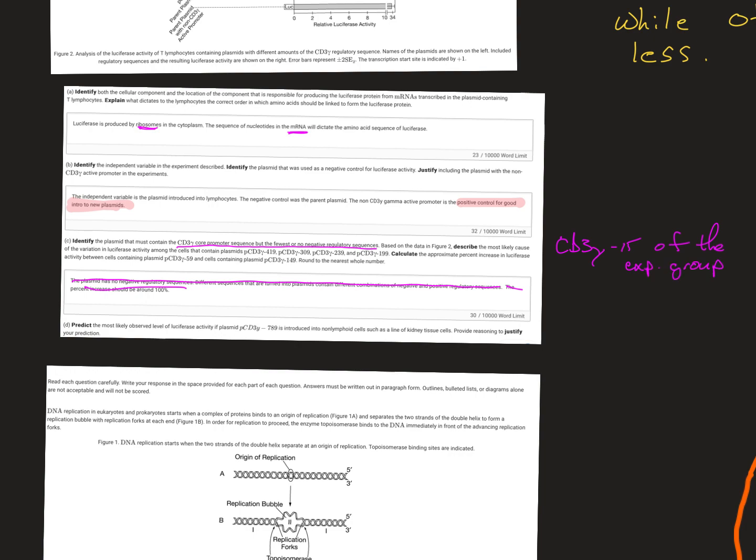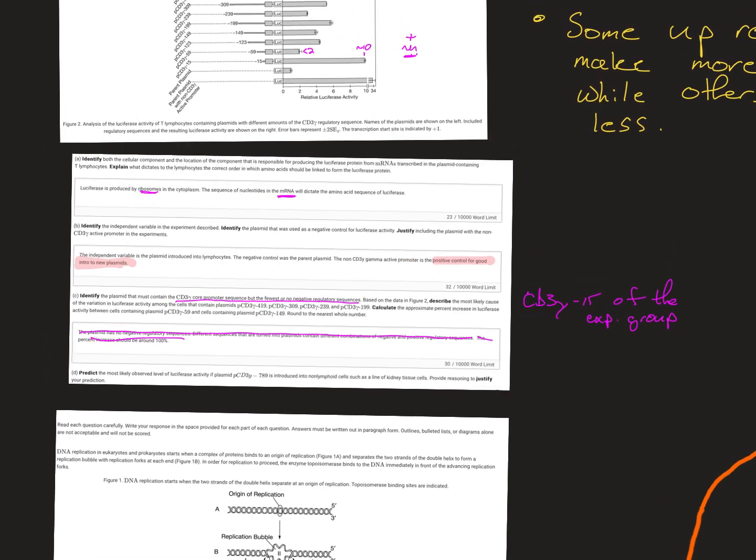But honestly, if you wanted to write down an absolute perfect answer, you'd have to write down the parent plasmid. Well, it says non-CD3 gamma, so I'm going to not include that one. And this says contain the CD3 core promoter, so this doesn't have the CD3 core promoter, so it is the CD3 gamma 15. I was kind of debating how to phrase that, but this is obviously the answer.